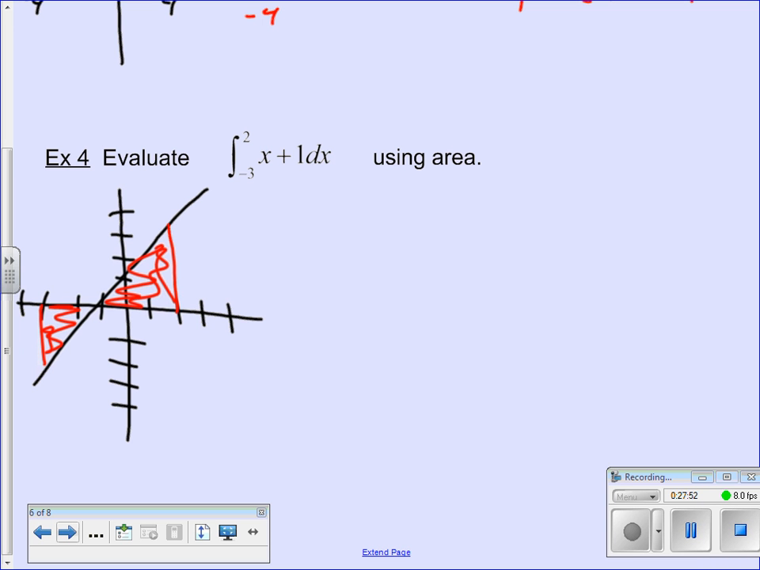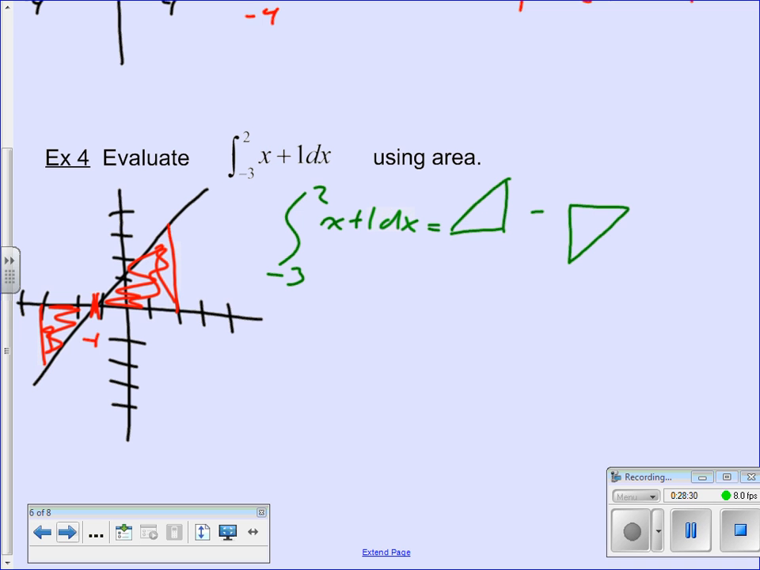Where is this point where our break is? Right here at -1. So when we're solving this problem, our integral from -3 to 2 of x plus 1 dx is actually this triangle above minus the area of the triangle below. The area above the x-axis is positive, the area below the x-axis is negative. Find the areas of the two triangles, subtract one from the other, and you've got it.